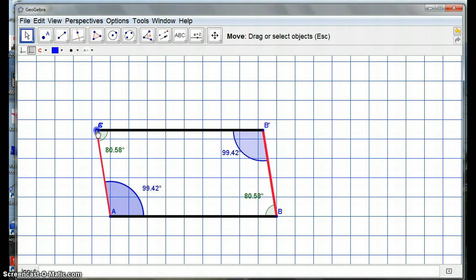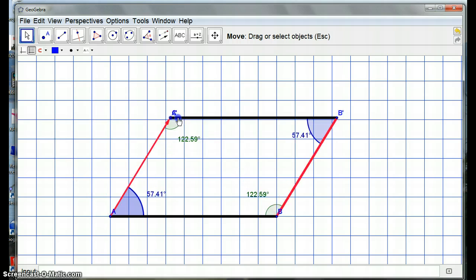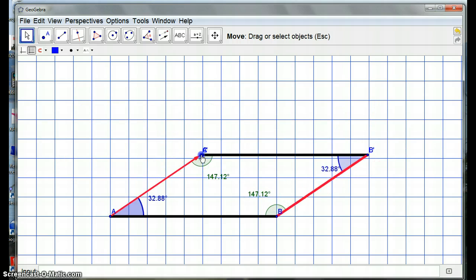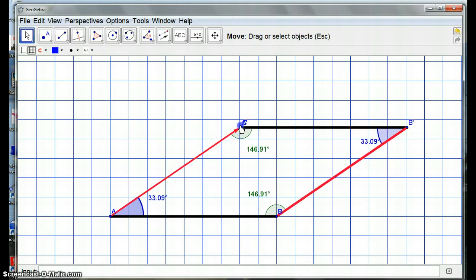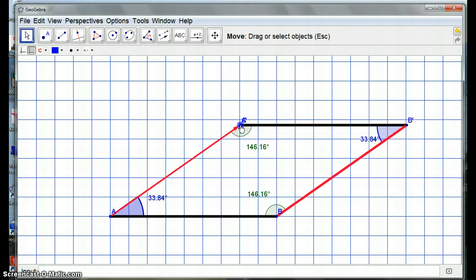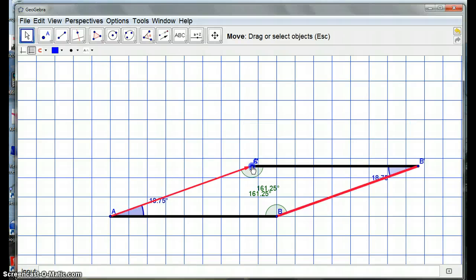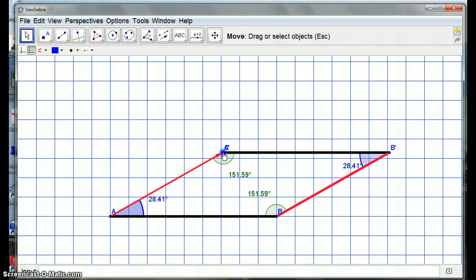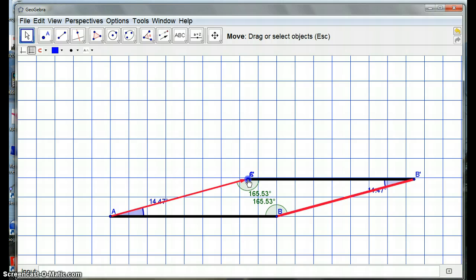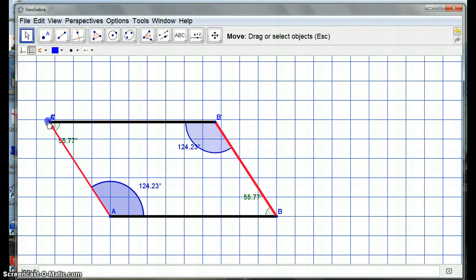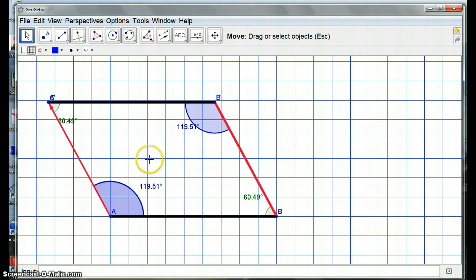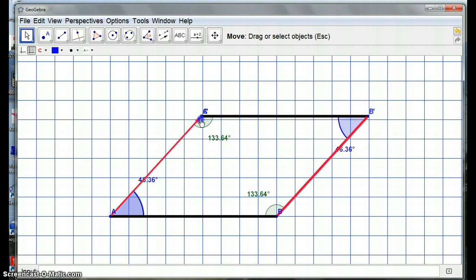If I move this, I can play all sorts of games with my parallelogram, right? Quite cool. What do you notice about those angles? Yep. Still all the same. The green ones are the same, those opposite ones. And the opposite ones, the blue ones, are also the same. 119.51 there, 119.51 there. So that's a parallelogram that I've set up.